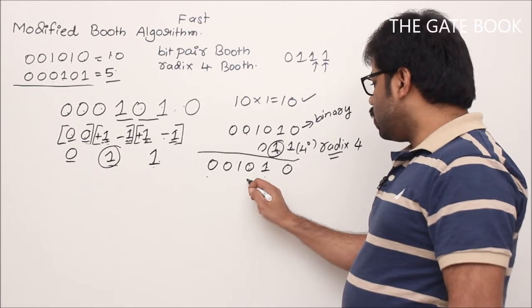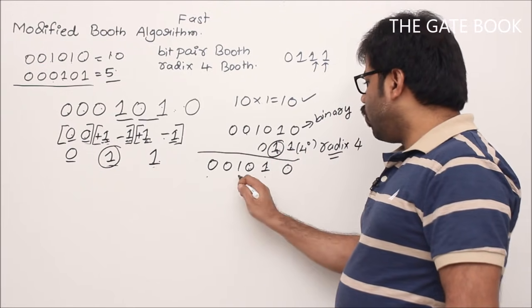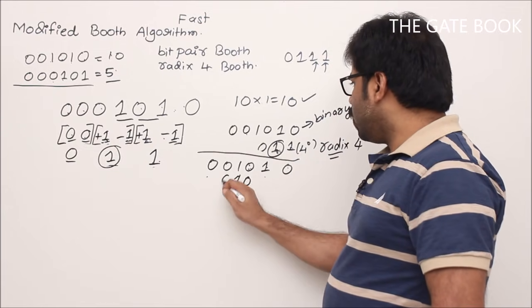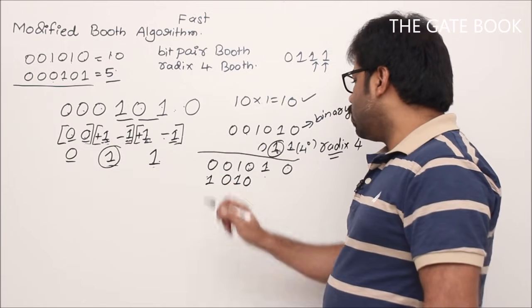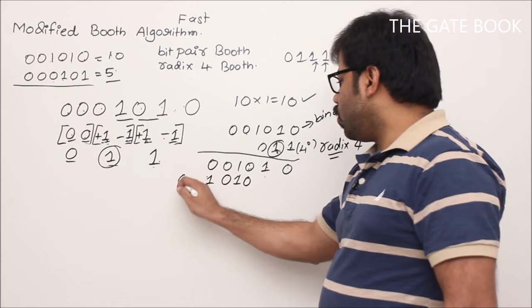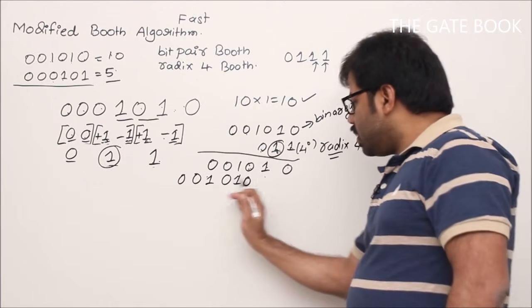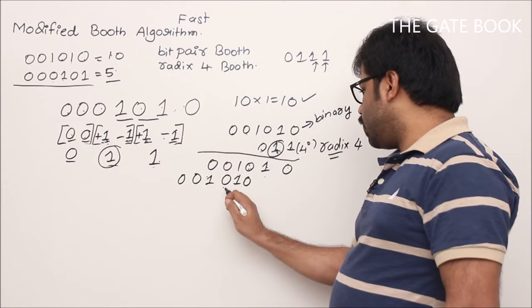1 0 is a 0, 1 1 is a 1. Same thing you get, right? 1 0 is a 0, 1 1 is a 1. So 1 0 1 0 0 0 you get. Yes, done. Then the last one 0. Now again shift by 2 bits because it's a radix 4 model.